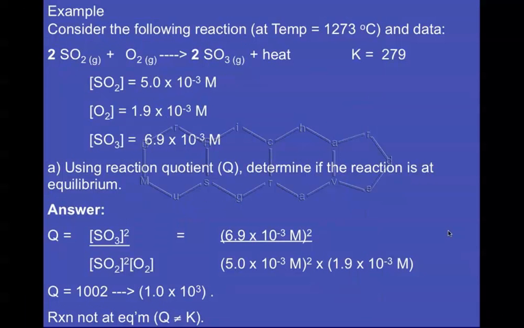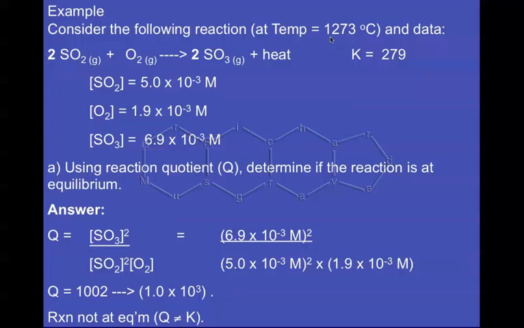Let me give you an example of the relationship between Q and K. What we can say here is we've got a reaction and we've been given a bunch of concentrations. At present, we don't know whether the reaction is at equilibrium or not. All we know is that these are the concentrations of the reactants and products at a certain given time. The temperature here is not really meaningful.